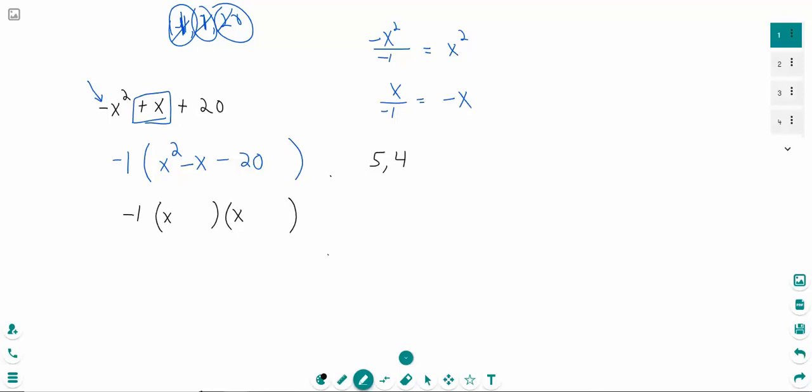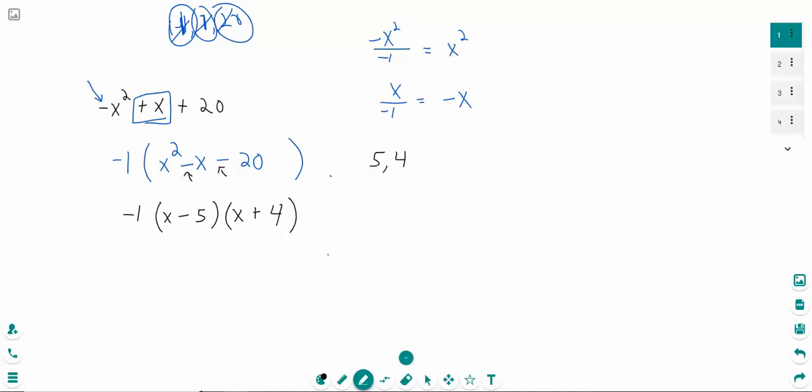I'm kind of getting ahead of myself. This sign indicates that one's going to be negative, one's going to be positive. They're going to be different. This sign indicates the negative has to go with the larger number. The larger number is 5. So the 5 is going to go here, and the 4 is going to go here. And I could double check this with FOIL if I wanted to. All right. But that is the solution.